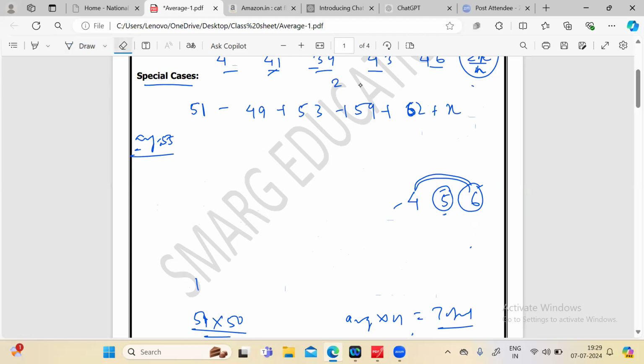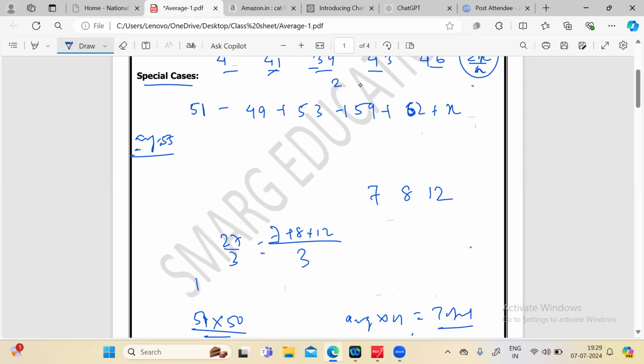If we have something like this, let's say I have the numbers 7, 8, and 12. What will be the average? The average will be 7 plus 8 plus 12. You can calculate it in any way: 15 plus 12 is 27, divided by 3, and it will be 9. So 9 is the average.